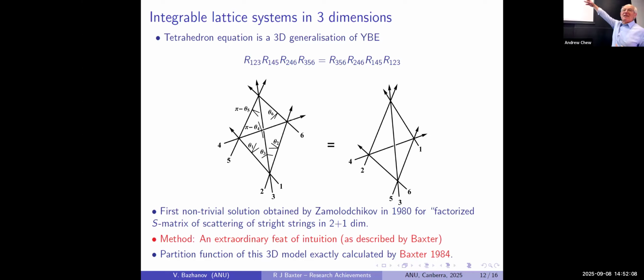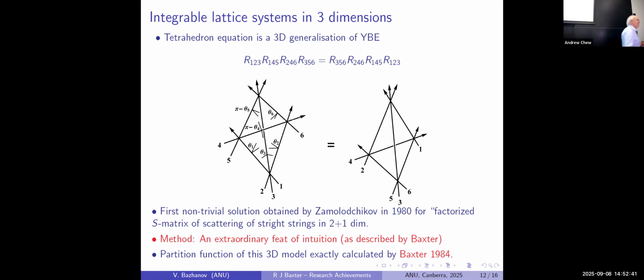I put it in operator form and put the picture for the coincidence of the partition functions of 2 tetrahedra. And the first non-trivial solution was obtained by Zamolodchikov in the context of the factorized S matrix of scattering straight strings in 2+1 dimensions.